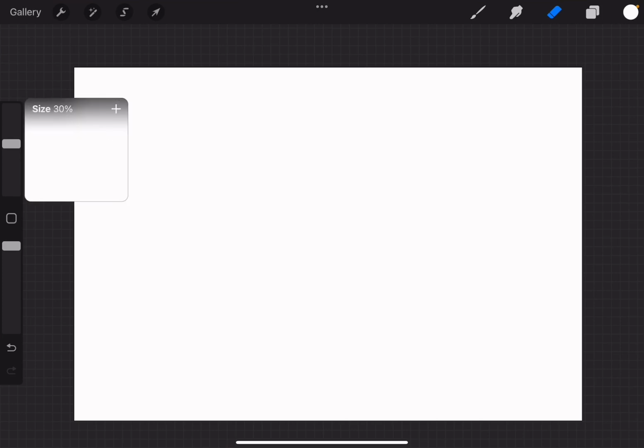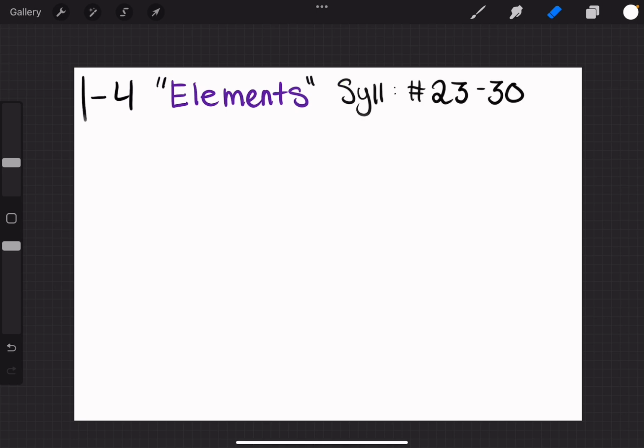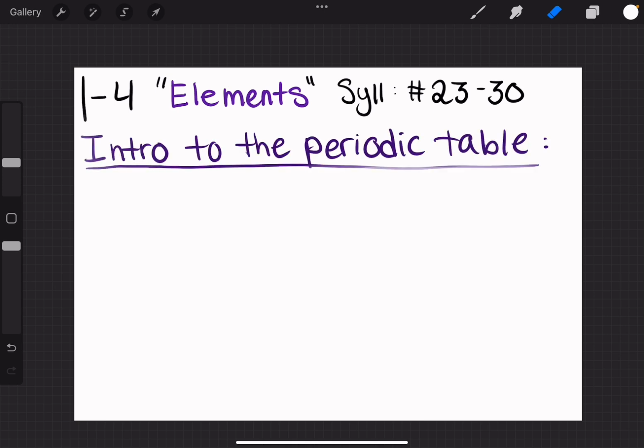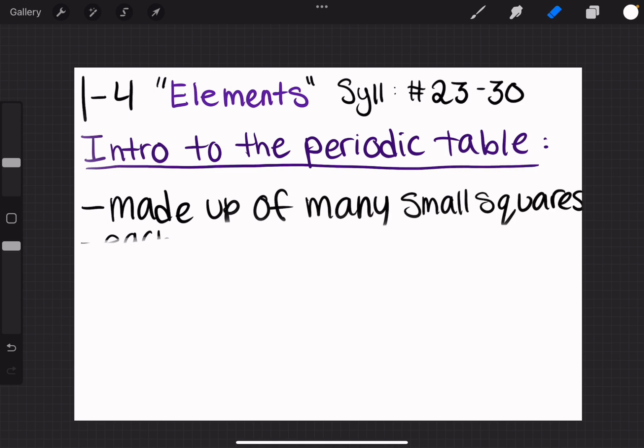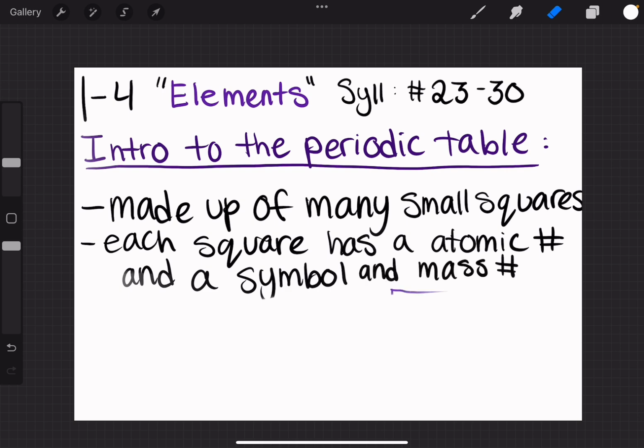Hi everyone, today I'm going to go over section 1.4, which is elements, and I'm going to go over syllabus 23 through 30. To start, we have the intro to the periodic table. So the periodic table is made up of a lot of small squares, and each one of those squares has an atomic number, a symbol, and a mass number. And I wrote down an example for you, which is oxygen.